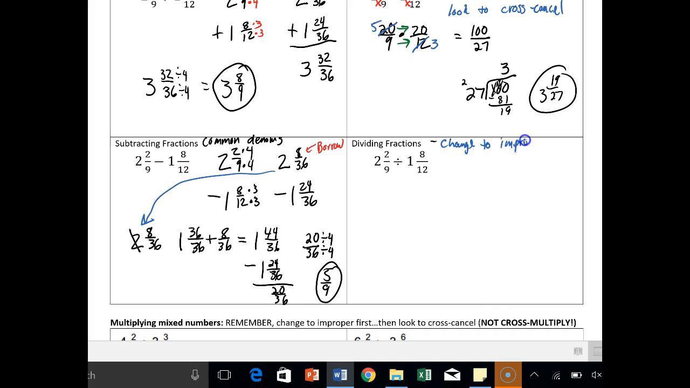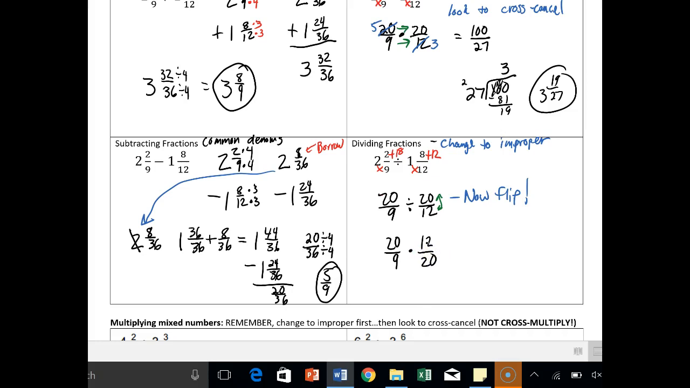That's the first thing you want to do. Just change it to an improper. And let's go ahead and do that. So we're going to get the same thing, right? So 20 over 9 divided by, and then again the same thing, 1 times 12, add it to 8. Gives you 20 over 12. Now before you look to cross cancel, now flip. All right, so we're going to go ahead and flip this guy. And it's going to be 20 over 9 times 12 over 20.